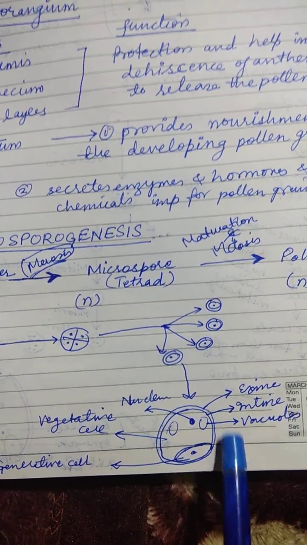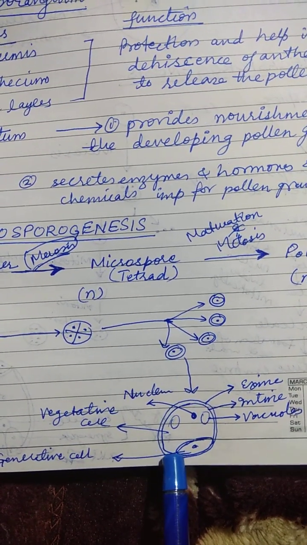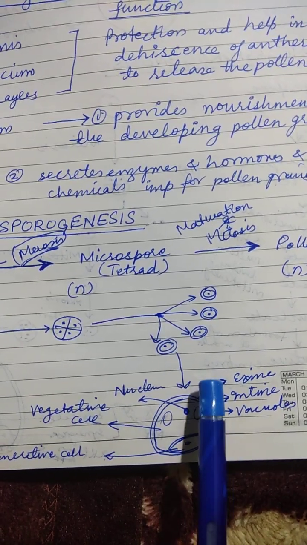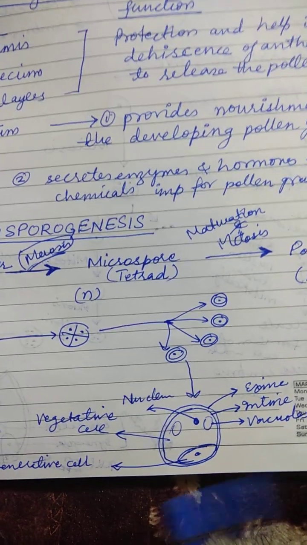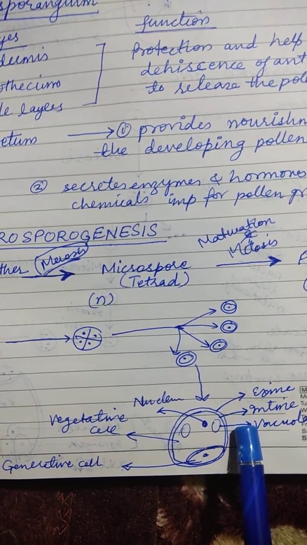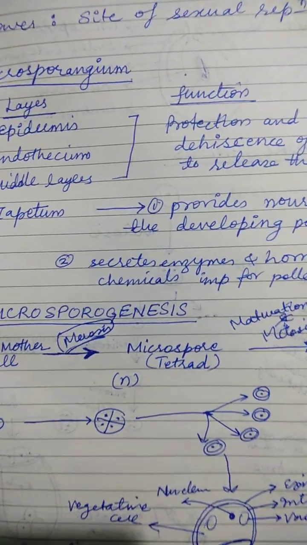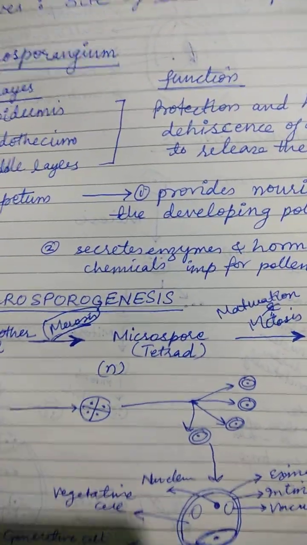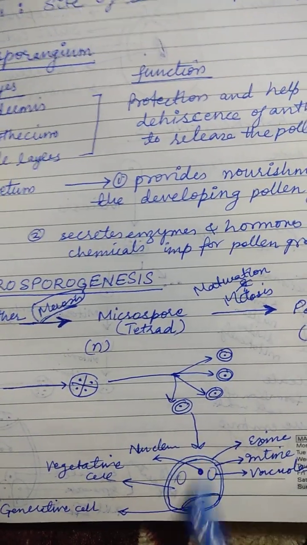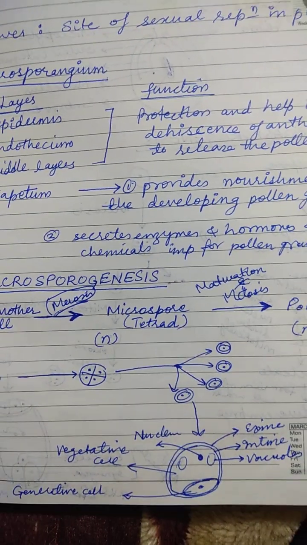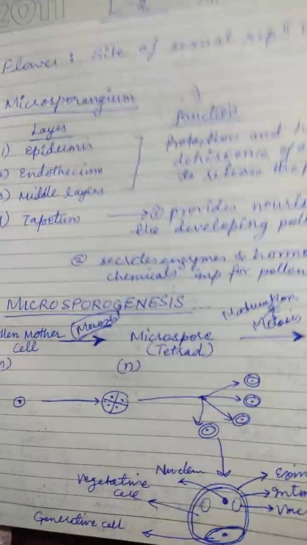So, after maturation, this is the mature pollen grain. It has two layers, exine and intine. It has some vacuoles. Mainly, in many angiosperms, pollen grains are shed at this two-celled stage. In other species, the generative cell divides further and is converted into the three-cell stage.